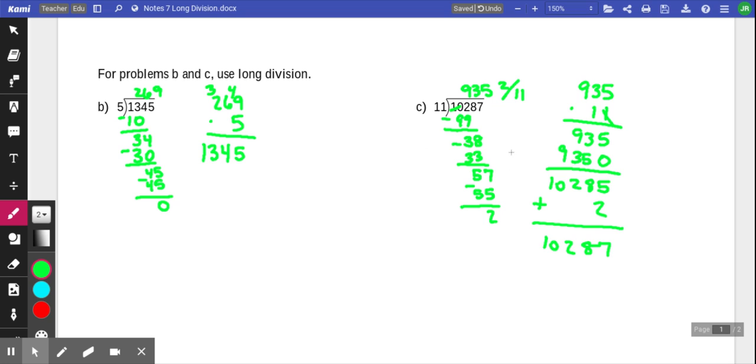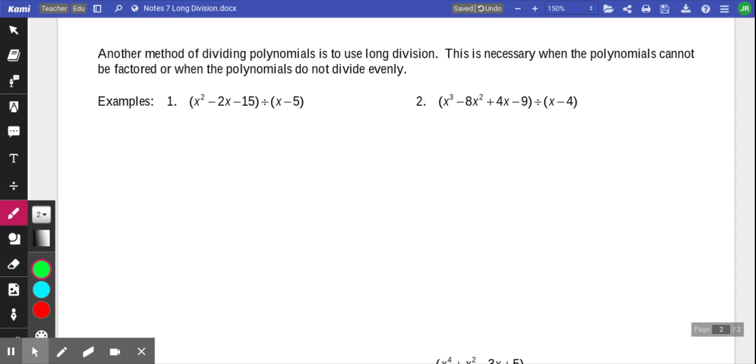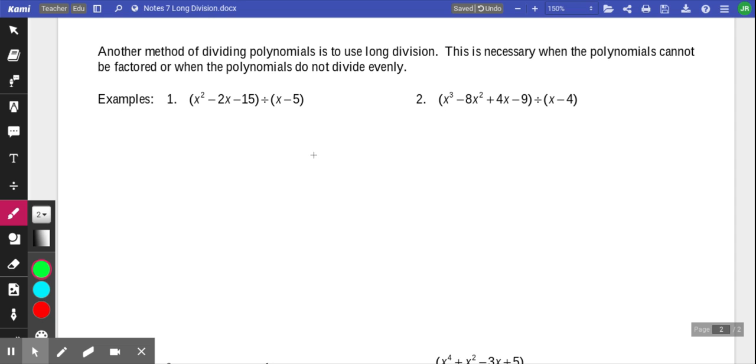All right, so that's how long division works. Okay, just as a reminder of how it works, because it's not going to be really any different now that we're going to start working with polynomials. So I'm going to stop this video here, and if you need it, the next video is going to be working with dividing polynomials.